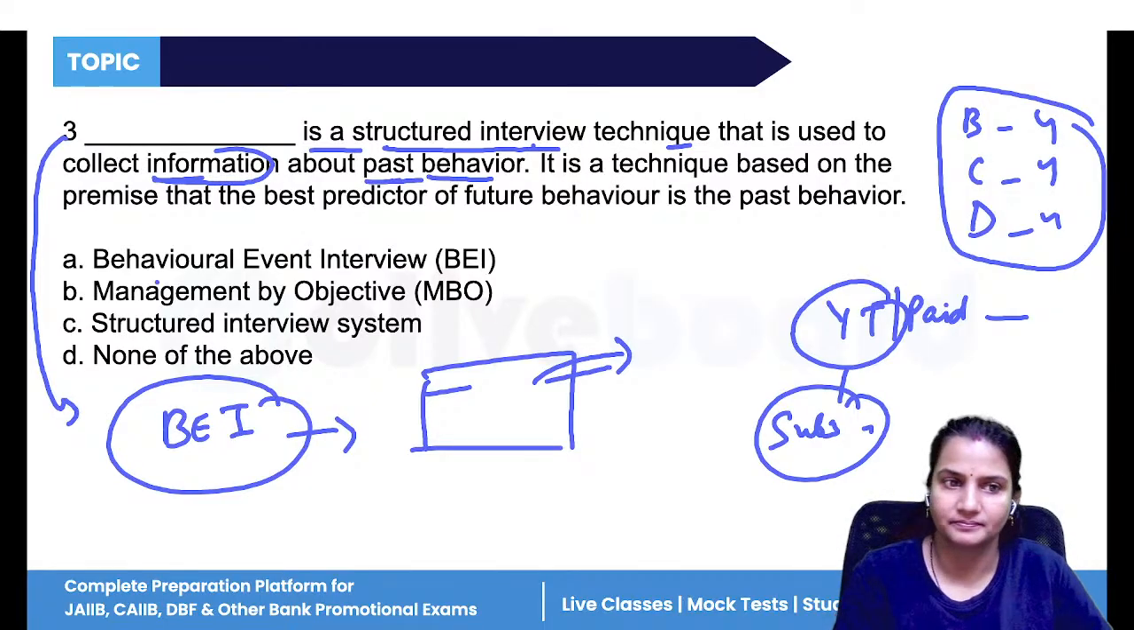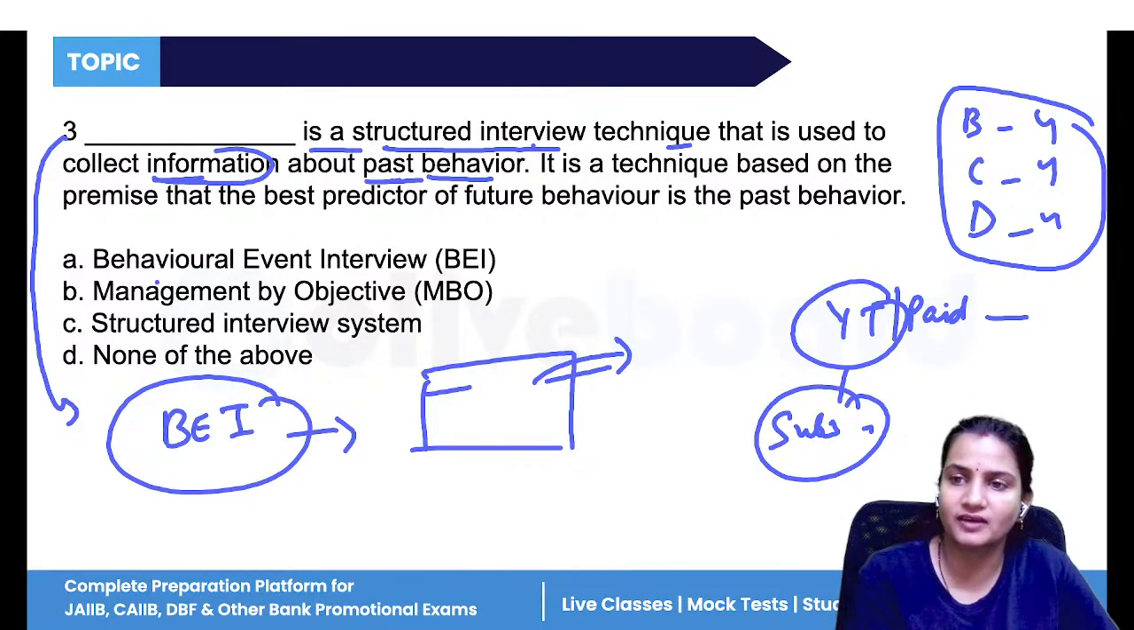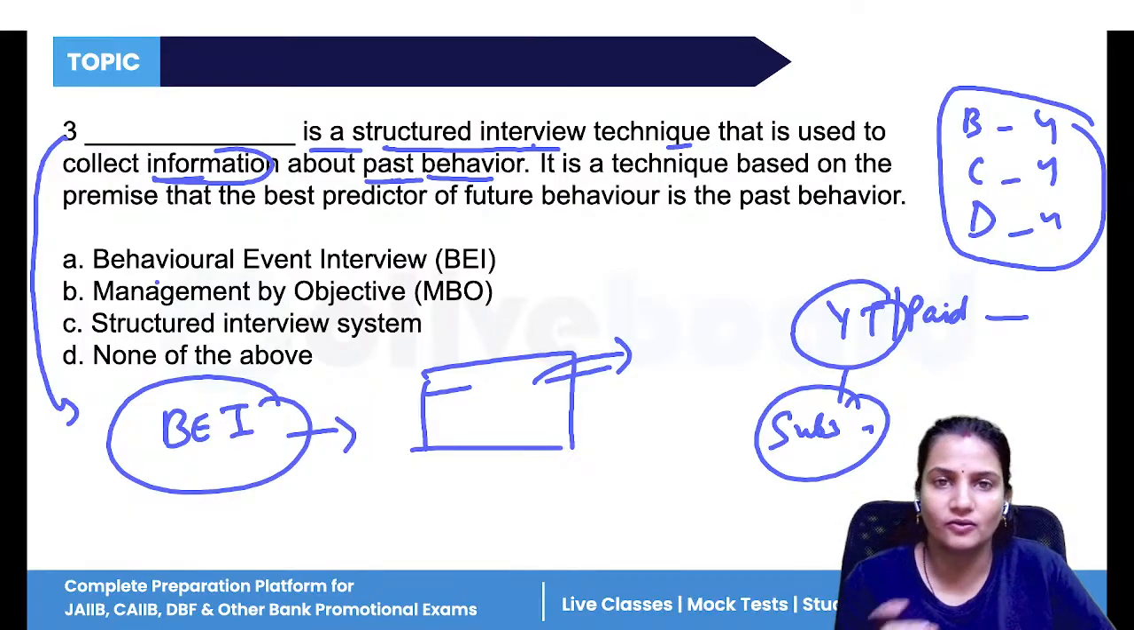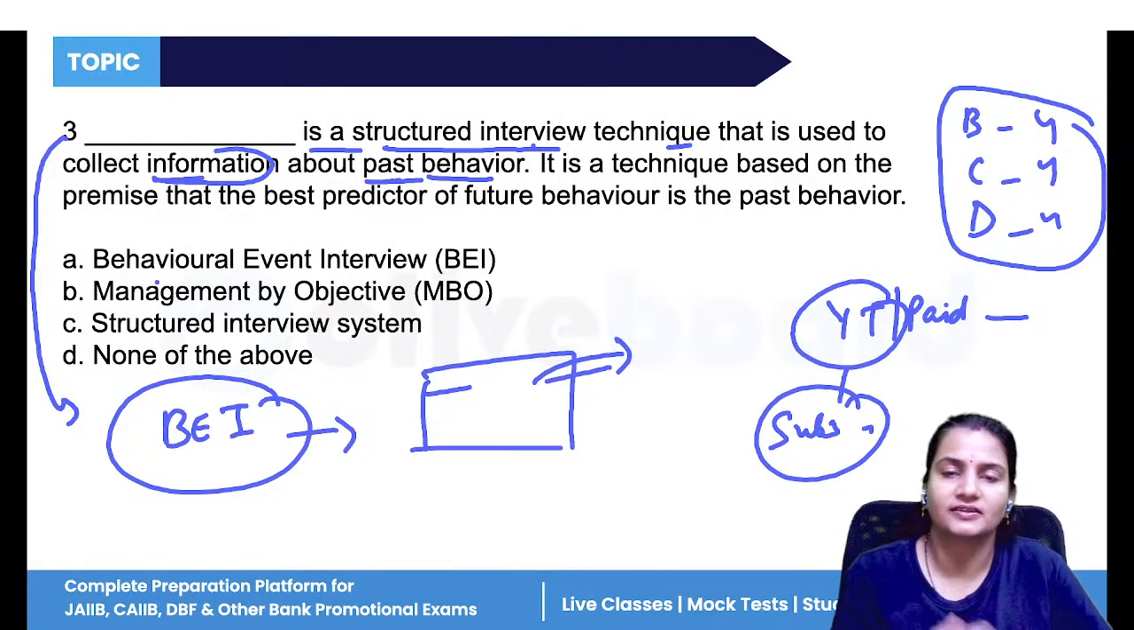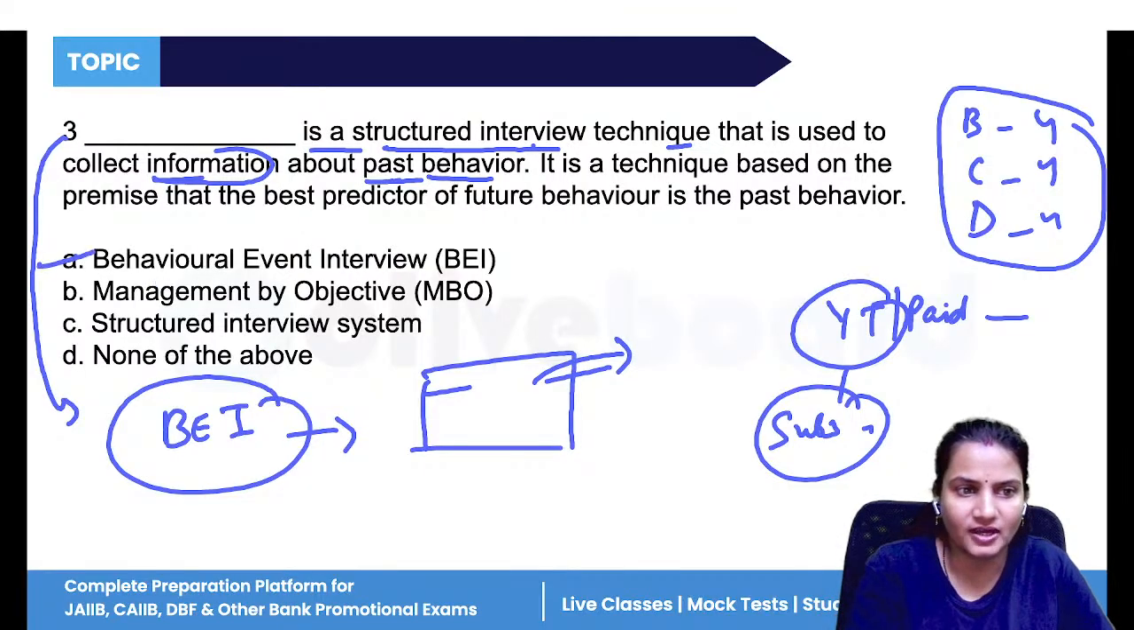so that the interviewer can predict future behavior. By analyzing your past activities, the interviewer can predict that if this person has done this in the past, then in the future this person might also perform well. So that is all about the behavioral event interview.